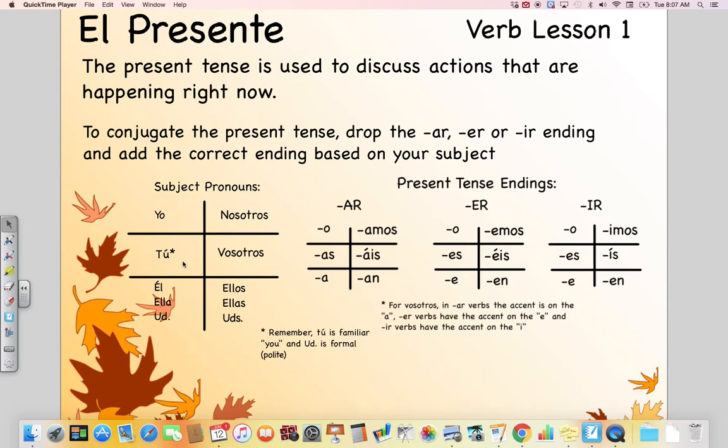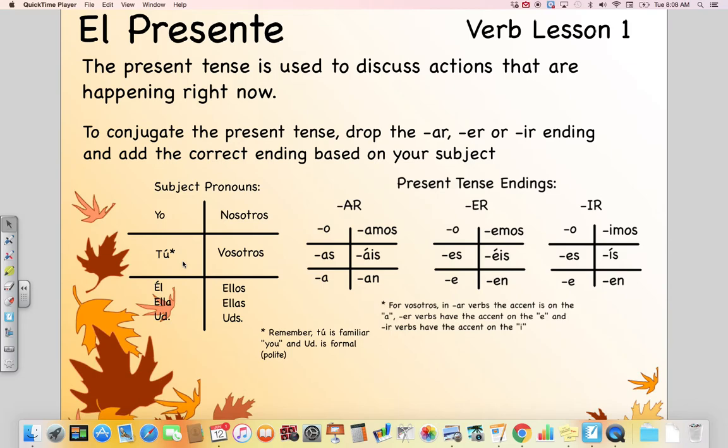Ellos is they, referring to either all male or a mixed group of males and females. Ellas, they, referring to just a group of females. And ustedes, a fourth word for you in Spanish. This one is the plural of usted, and ustedes is formal and plural. So usted you would use to say you to one teacher. Ustedes you would use if addressing a group of teachers. Ustedes, you guys. Politely, though.